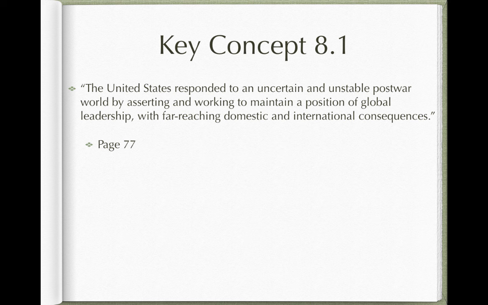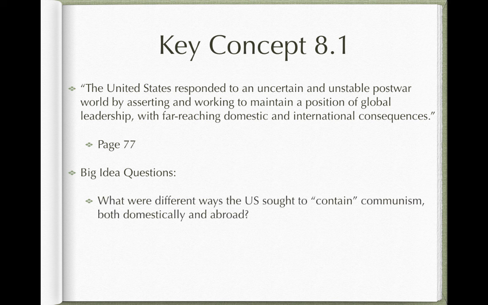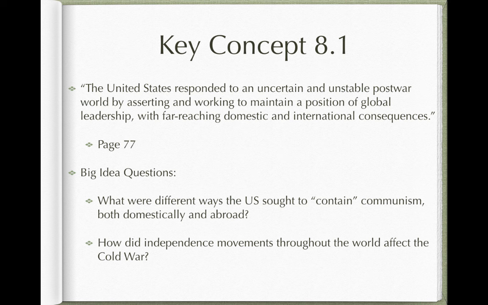All right, Key Concept 8.1 states, the United States responded to an uncertain and unstable post-war world by asserting and working to maintain a position of global leadership with far-reaching domestic and international consequences. So some big idea questions you should be able to answer by the end of this video are, what were different ways the U.S. sought to contain communism, both domestically and abroad? How did independence movements throughout the world affect the Cold War? And how did the Vietnam War impact domestic life? Very important topics, which you will be an expert on.